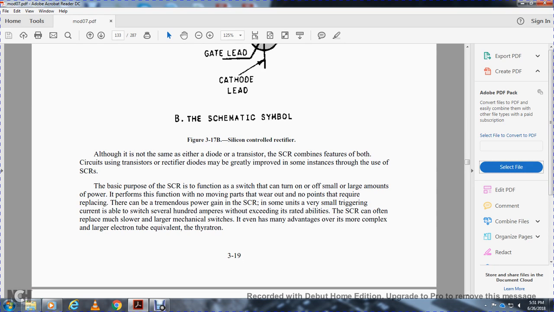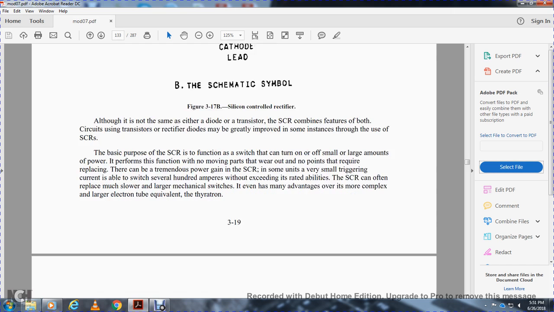The basic purpose of the silicon controlled rectifier is to switch on and off a large amount of power with a small one. In this function there are no moving parts to wear out and no points required to be replaced. With the tremendous power of the silicon controlled rectifier, a small triggering current is able to switch several thousands of amperes without exceeding the rated ability. The silicon controlled rectifier often replaces the slower large mechanical switch and has many advantages over the more complex large electron tube, the equivalent thyratron.